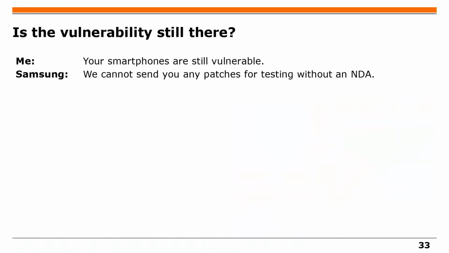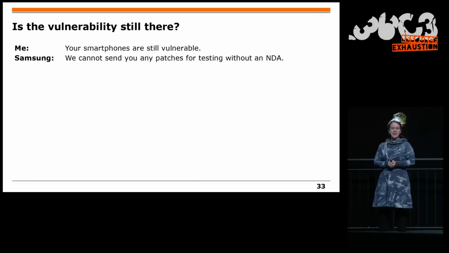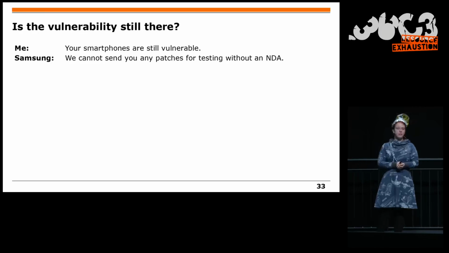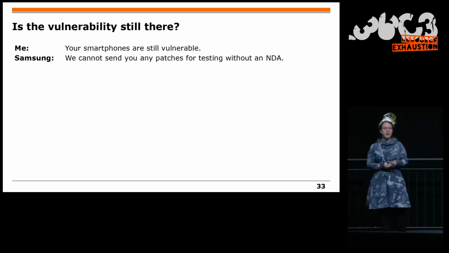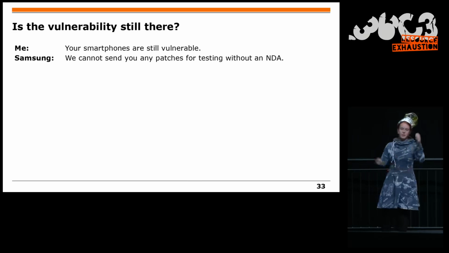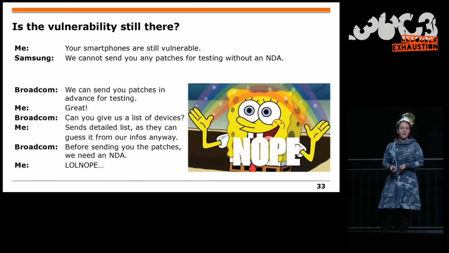Yeah, next issue. So the bin lifting and the testing, if a vulnerability is still there. You might not always get feedback from all the vendors. If they fixed it, they may just fix it at a certain point in time. And then you tell them, oh, we tested the next release and it's still vulnerable. For example, Samsung said, yeah, we cannot send you patches in advance without an NDA because Broadcom, and so on and so forth. And then Broadcom offered to send us patches in advance. And I said, yeah, nice.